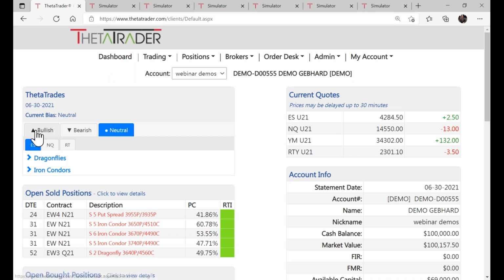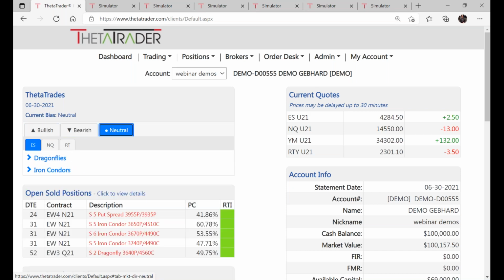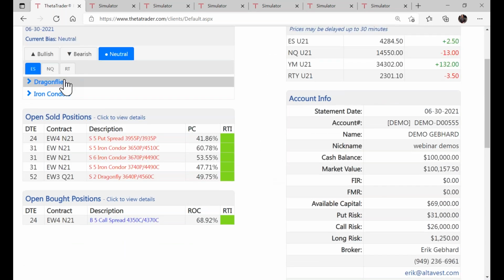You'll see that there are bullish strategies that are pre-populated, bearish and non-directional. And we're looking at the E-mini S&P 500, NASDAQ 100, and Russell 2000. So those are the markets Theta Trader is built and designed for, and that's the focus of Theta Trader. That's where the option spreads are most effective, and we'll show you why in just a moment. But since we've looked at Dragonflies and Condors, let's start there.